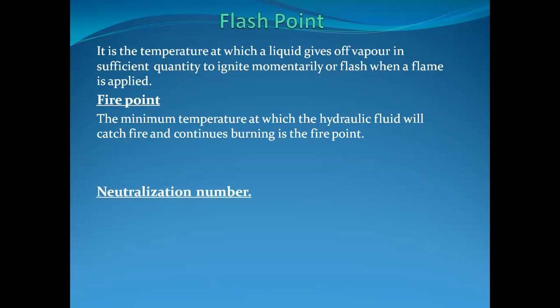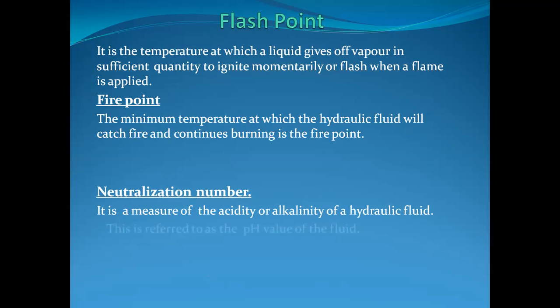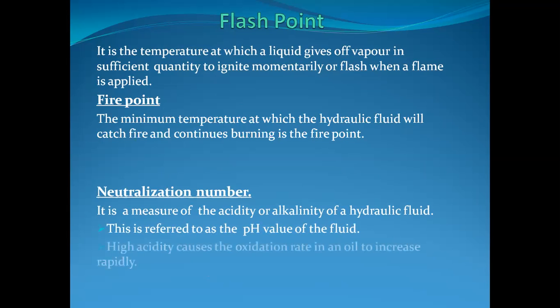And neutralization number. It is a measure of acidity or alkalinity of a hydraulic fluid, and it is referred to as the pH value of the fluid. This can be proved through some experiments. High acidity causes oxidation, as everybody knows, and increases rapidly in an oil. There is also an experiment given.